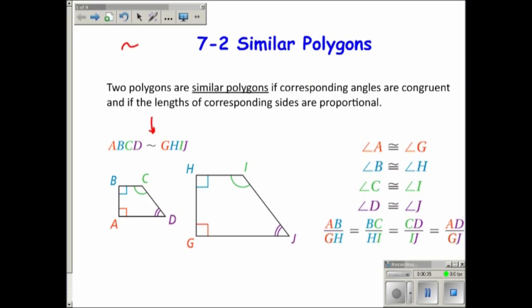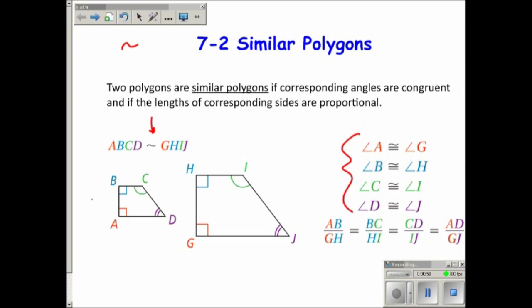Okay, what that means is the corresponding angles are congruent. So angle A and G are congruent, angles B and H are congruent, angles C and I are congruent, angle D and J are congruent. Okay, but not only that, the corresponding sides are proportional, not congruent, but proportional.